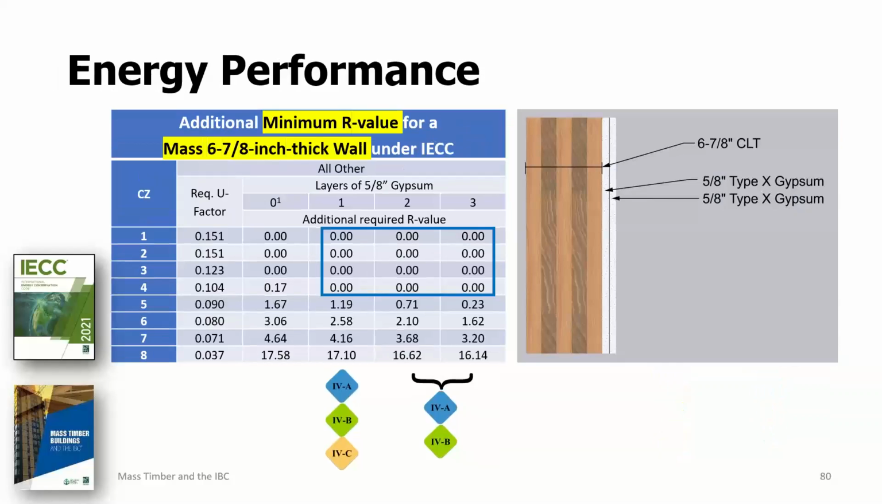Next slide. So what that's showing right here is a typical 5-layer CLT panel exterior wall. You're not going to need insulation in climate zones 1 through 4 because you should have at least 1 layer of gypsum just for fire performance. Next slide.